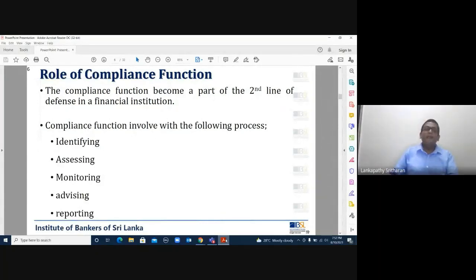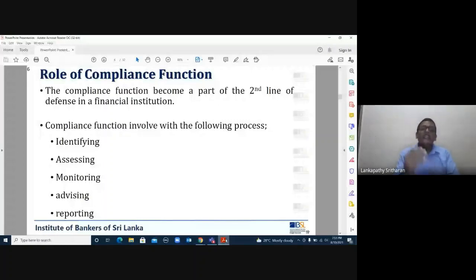For example, let's assume they want to open a branch. Before opening a bank branch, they have to get permission from the regulator. So they have to send all the information to the regulator, and the regulator will process it, and based on that process, they will grant the approval to open a branch.